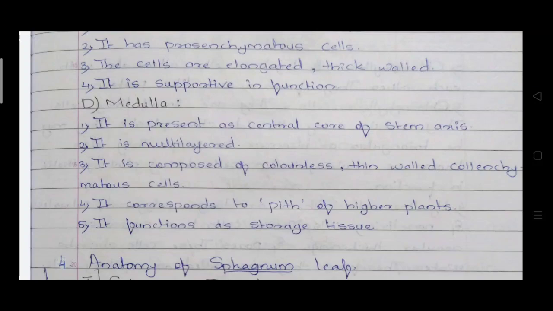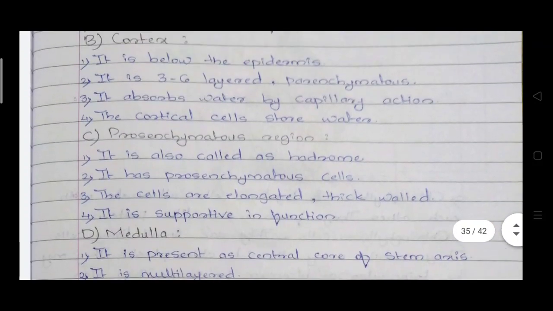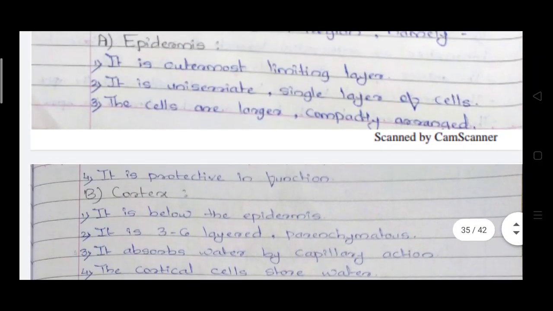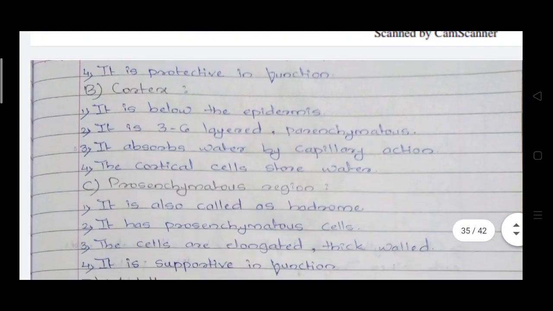That is, the first region is the epidermis, which is the outer layer. Then next to the epidermis there is the cortex region. Then the prosenchymatous cells, and fourth, at the center, the medulla is present. So this is about the anatomical structure of the stem.